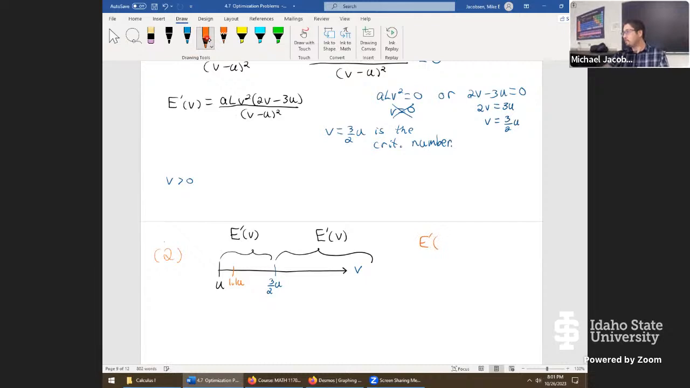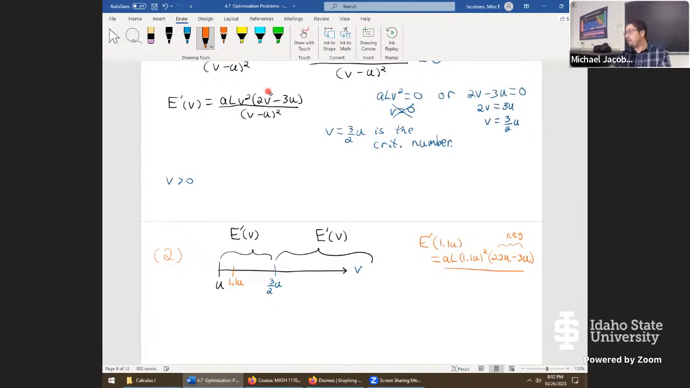E prime at 1.1u. Here's our derivative. But remember, it's plugging in for v. V is the independent variable. So this will be equal to AL times (1.1u) squared. That's a positive quantity because of the squaring. We're putting in 1.1u right here. So you multiply by 2 to get 2.2u minus 3u. This quantity is negative.